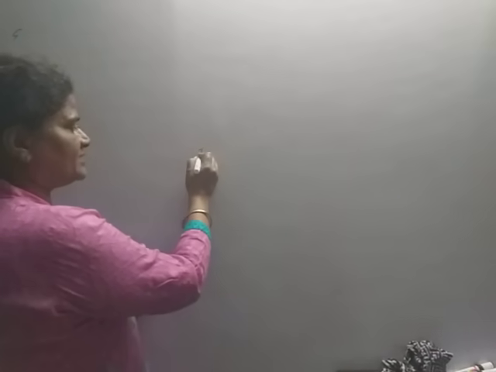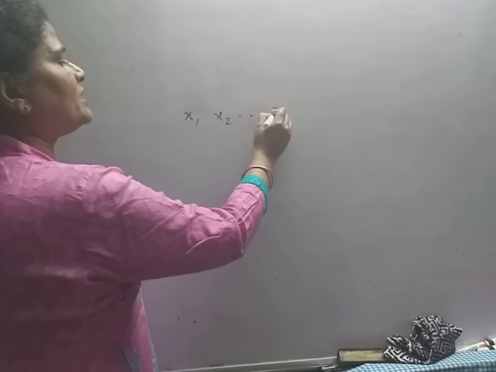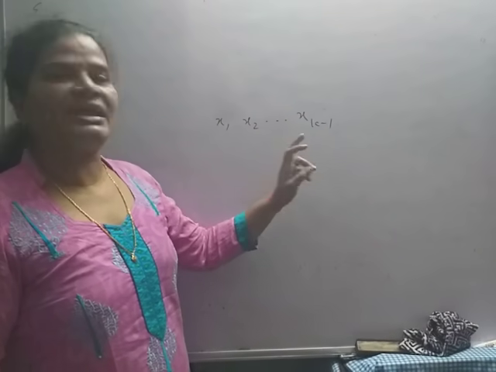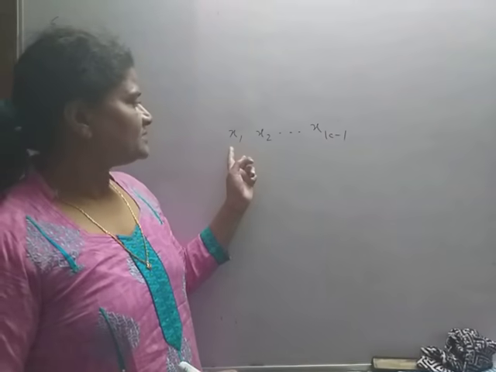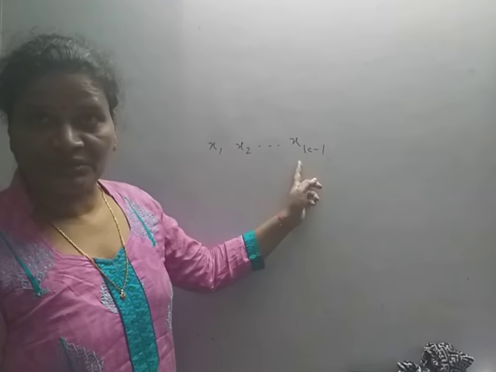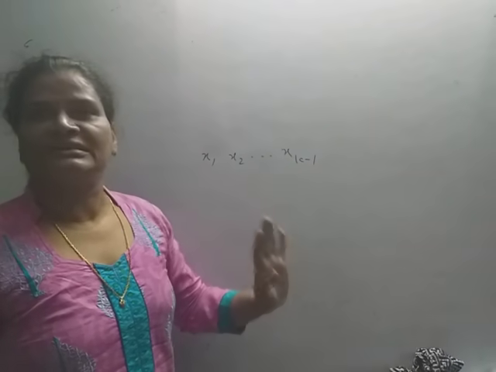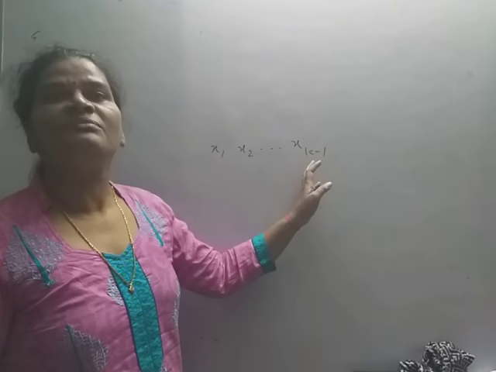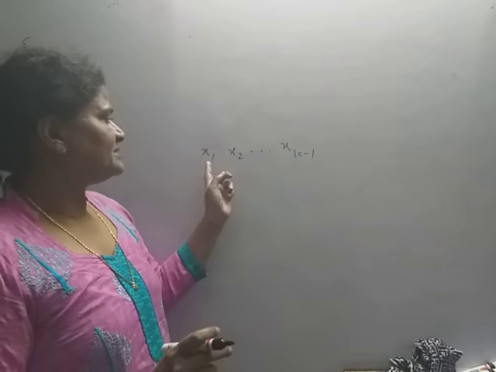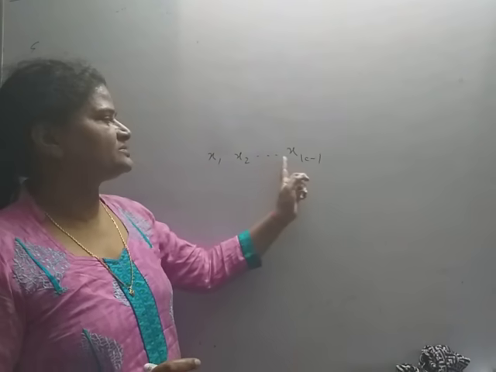Here, our objective is simply to generate the path. Path from what? x1, x2, so on, xk minus 1. Suppose I have already generated the path from x1 to xk minus 1. If this is a path and this is a Hamiltonian path, then all xi's are distinct. That means x1, x2, up to xk minus 1 are all different, and it is a path. That means x1 is adjacent to x2, x2 is adjacent to x3, and so on.